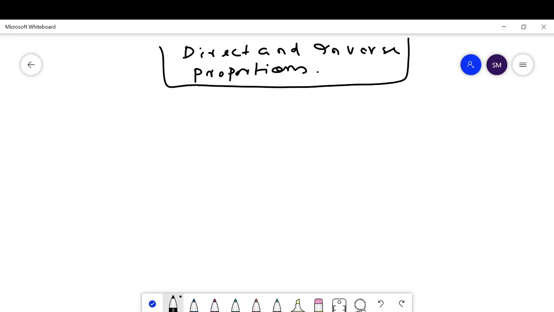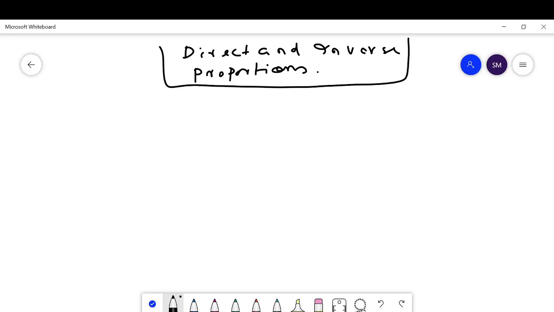But suppose a work is done by 5 persons in 15 days. If there are more persons, say 10 persons, then the work will be finished in 7.5 days. Here this is inverse proportion.